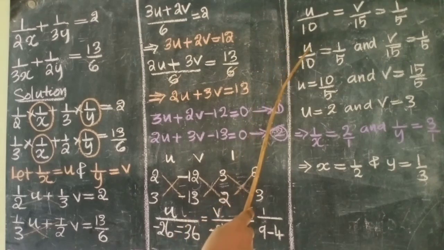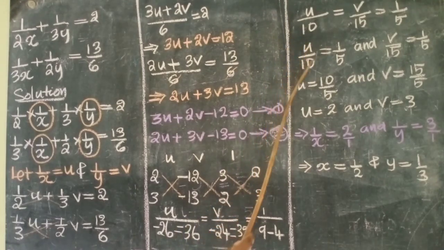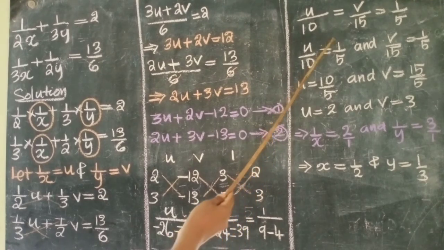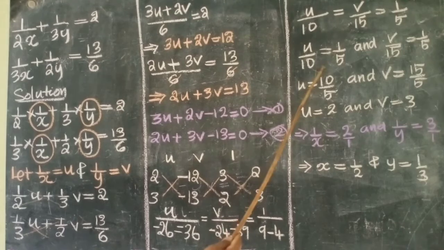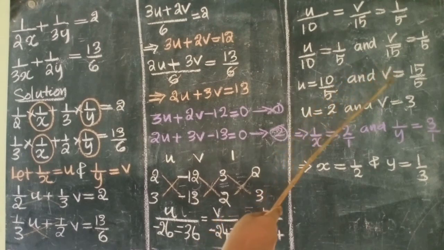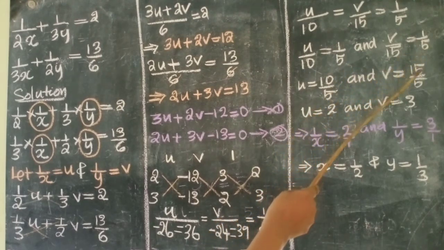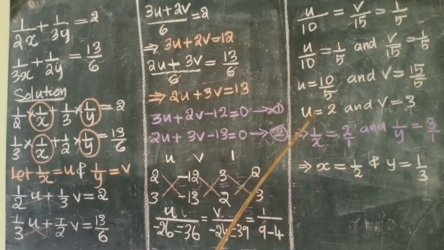Next we need to find out u. To find u, you have to keep only u here. This 10 you have to take to the right side. It will go up. There is 1 into 10, that is 10. So u equal to 10 divided by 5 and v equal to 15 divided by 5. So we get u equal to 2 and v equal to 3.